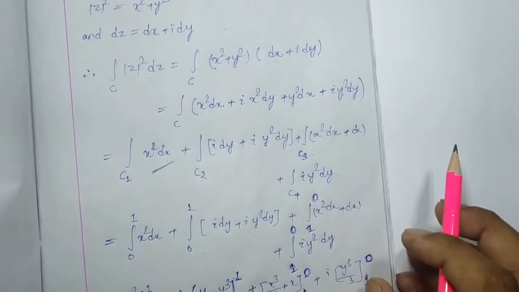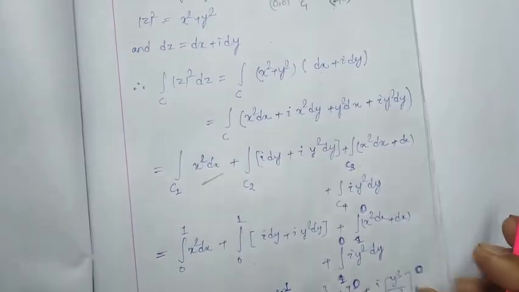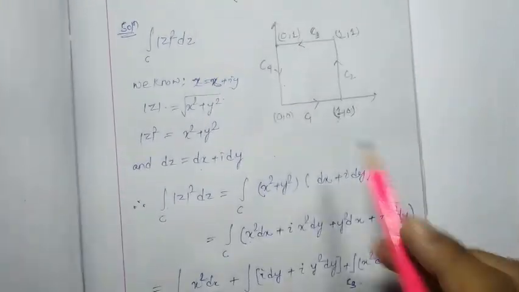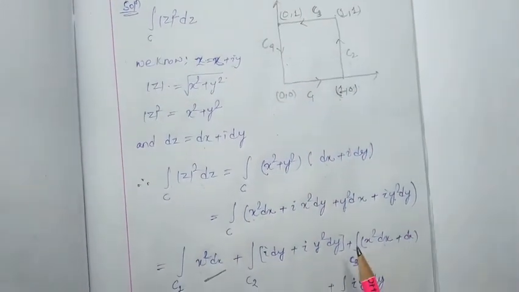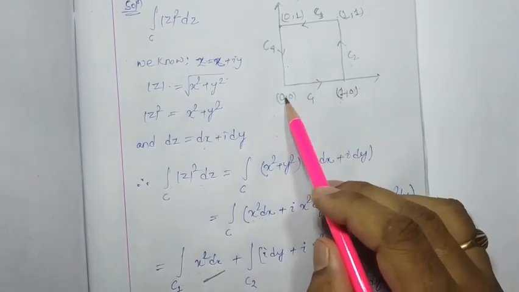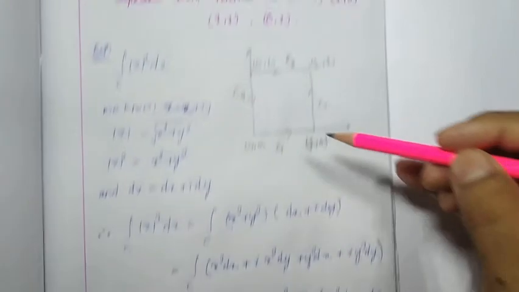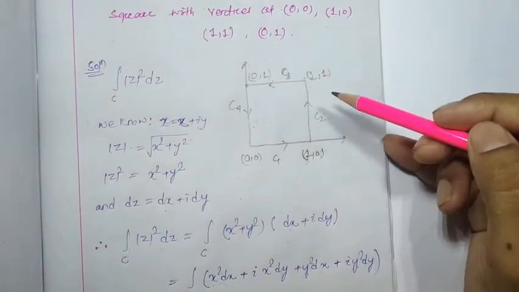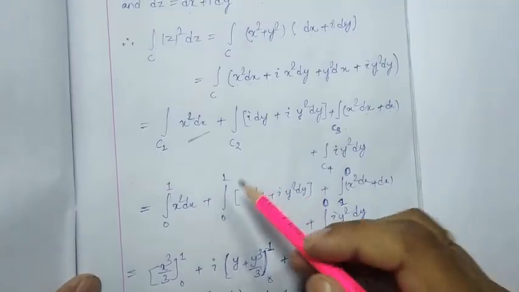Okay, then here we have to put the limits, that is important. Along C1 what changes is x. So x changes from 0 to 1. So the lower limit is 0, upper limit 1. Here along C2, what changes? Y changes. That means 0 to 1. So the limit will be 0 to 1.